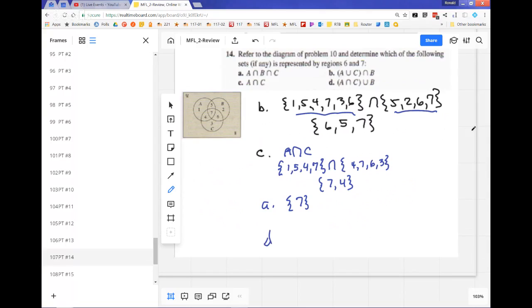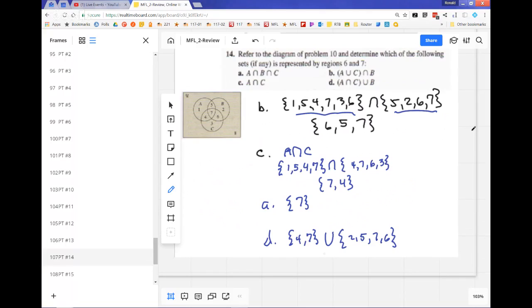Well, let's check out D. D is A intersect C. We take a few shortcuts here. Where do circles A and C overlap? In 4, and 7. Don't forget, you've got to get the whole part where they overlap, 4 and 7. Then I have to take that and do a union with what's in circle B: 2, 5, 7, 6. And what happens when you do the union of those?